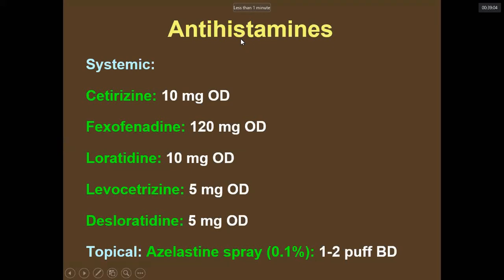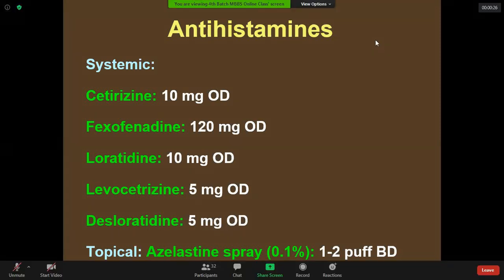There are different antihistamines that you use, and maybe you have taken many of them already. The systemic ones are cetirizine, usually 10 mg, taken once a day, usually at bedtime. Fexofenadine, the adult dose is 120 mg once a day. Similarly, loratadine, 10 mg once a day. Levocetirizine, 5 mg once a day, and desloratadine, 5 mg once a day.